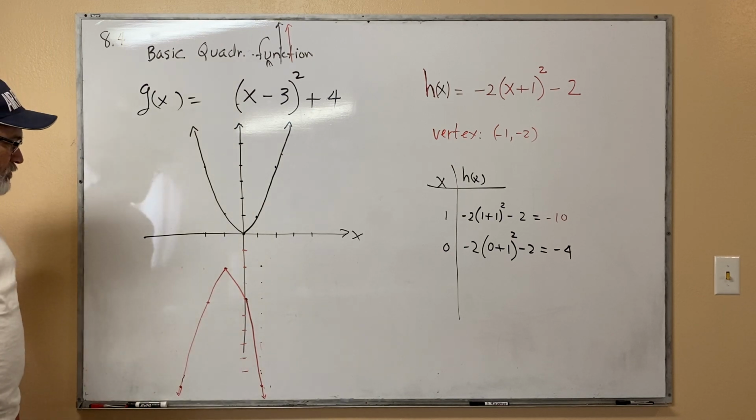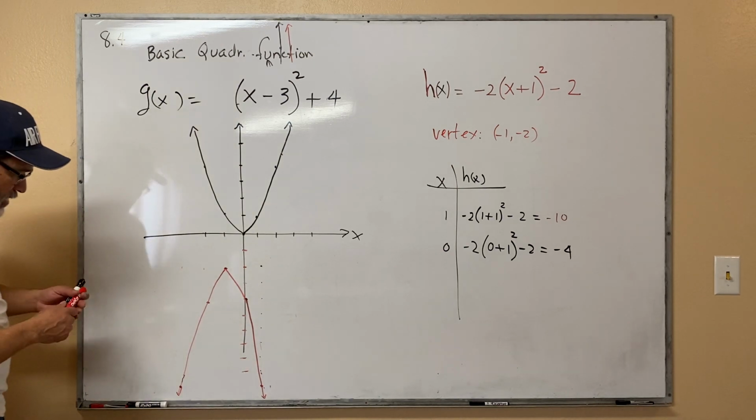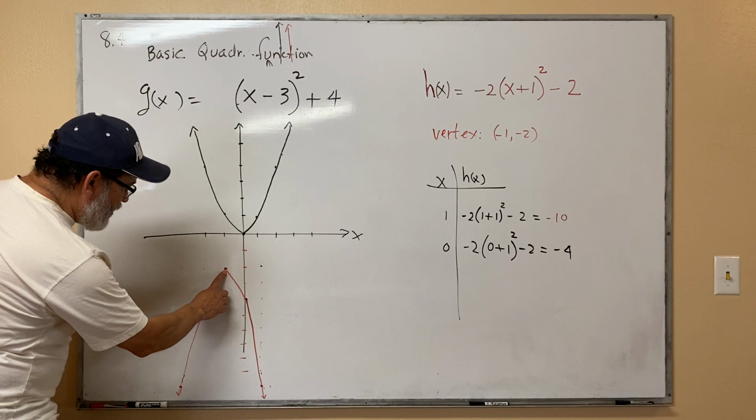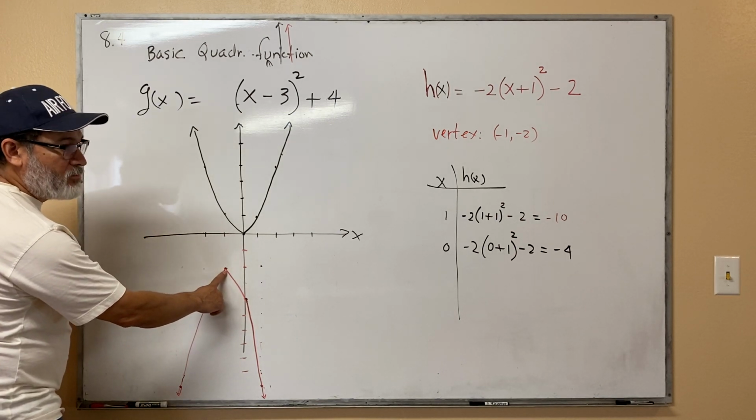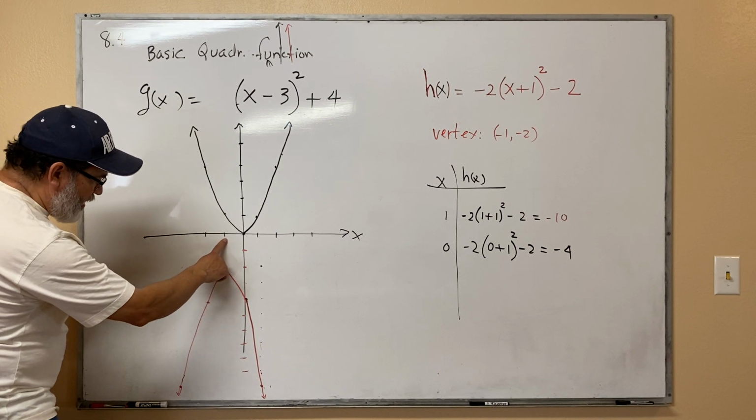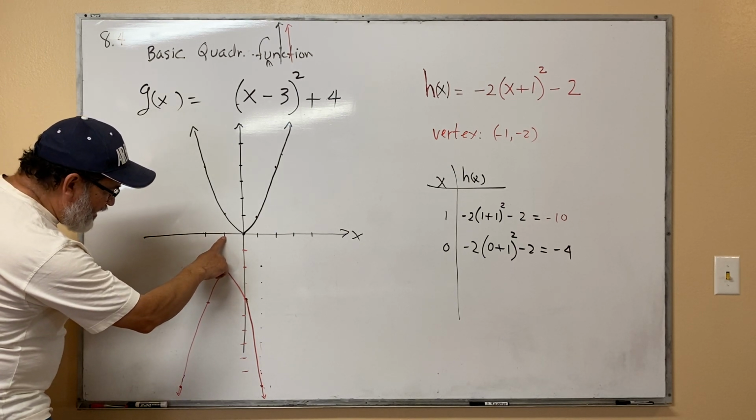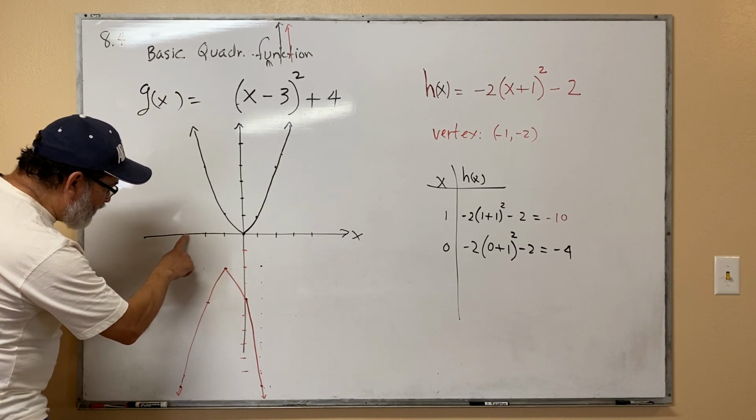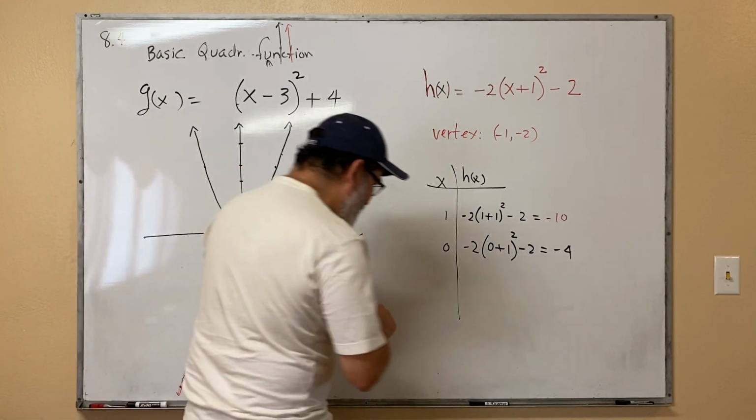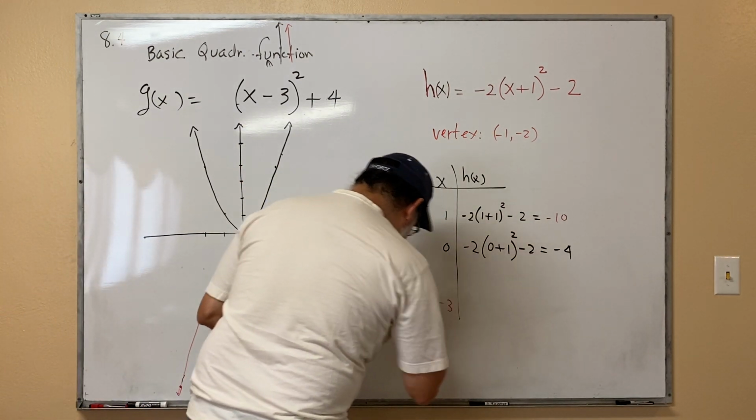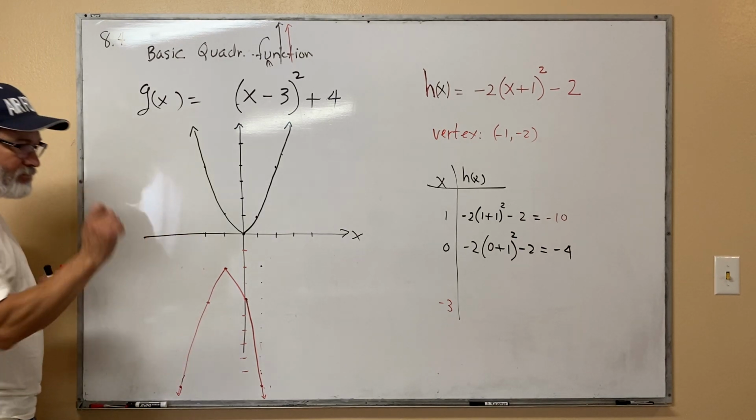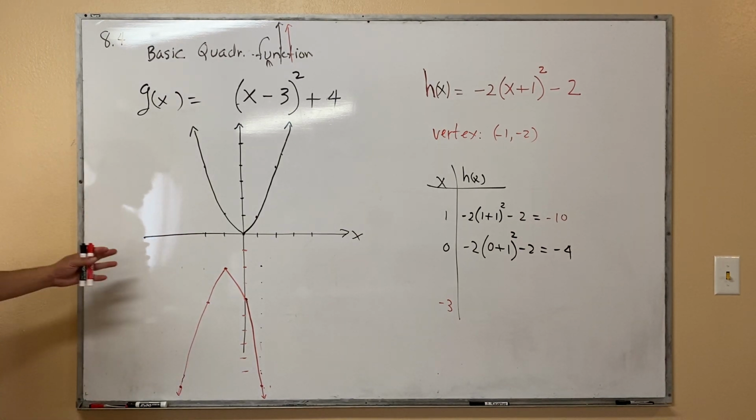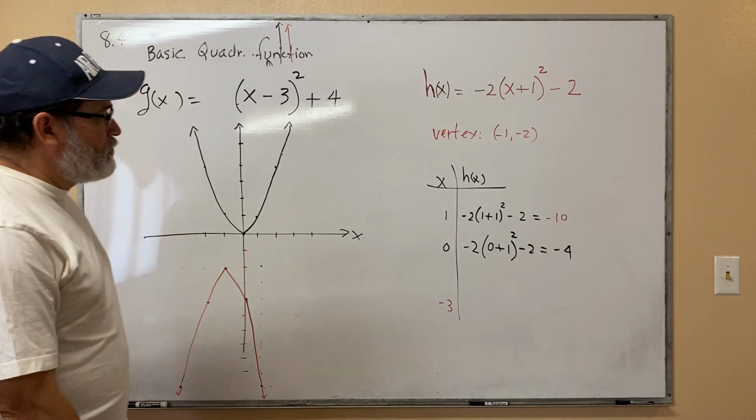This works. If you don't believe me, you plug in, let me see. If you plug in negative 1, you better get negative 2. Plug it in. If you plug in x equals negative 1, negative 2. If you plug in negative 3, you're going to get 10 down. 10 down. Okay.